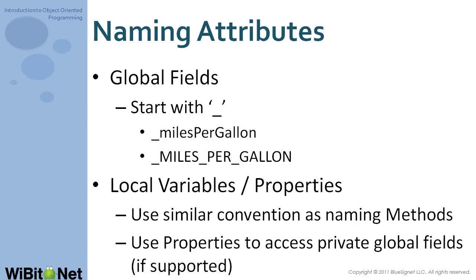Now, global fields can be constants and they cannot be constants. A lot of times, if it's all uppercase, that tends to indicate that it's a constant global. And if it's camel case, that tends to imply that it's non-constant. It's variable. Local variable properties use similar conventions as methods. Because you don't want your properties to have underscores, because properties are always publicly available. And use properties to access private global fields if you're using a language where properties are supported. Sometimes you'll see that properties will begin with an uppercase in the camel case, and local variables will begin with a lowercase, but they'll both be camel case.